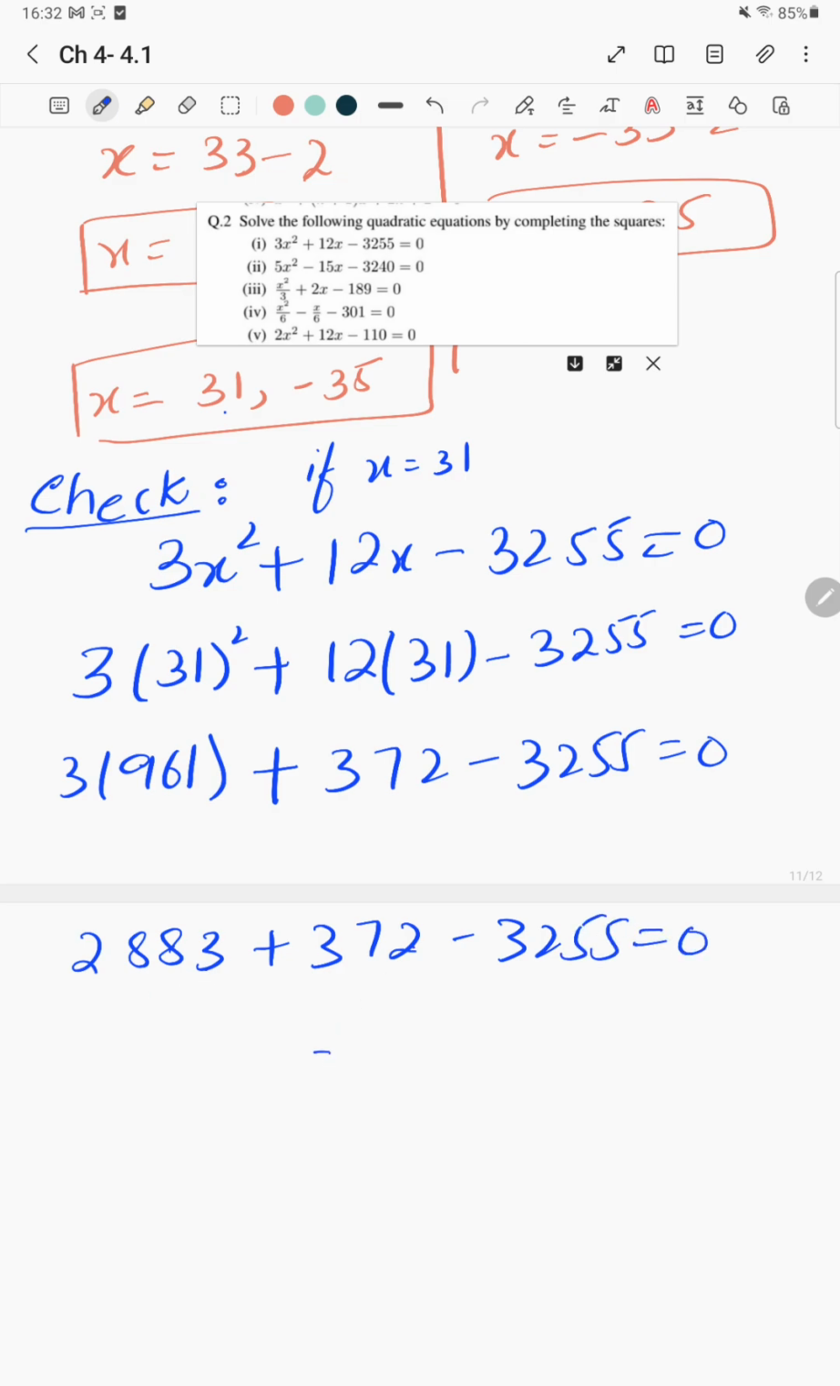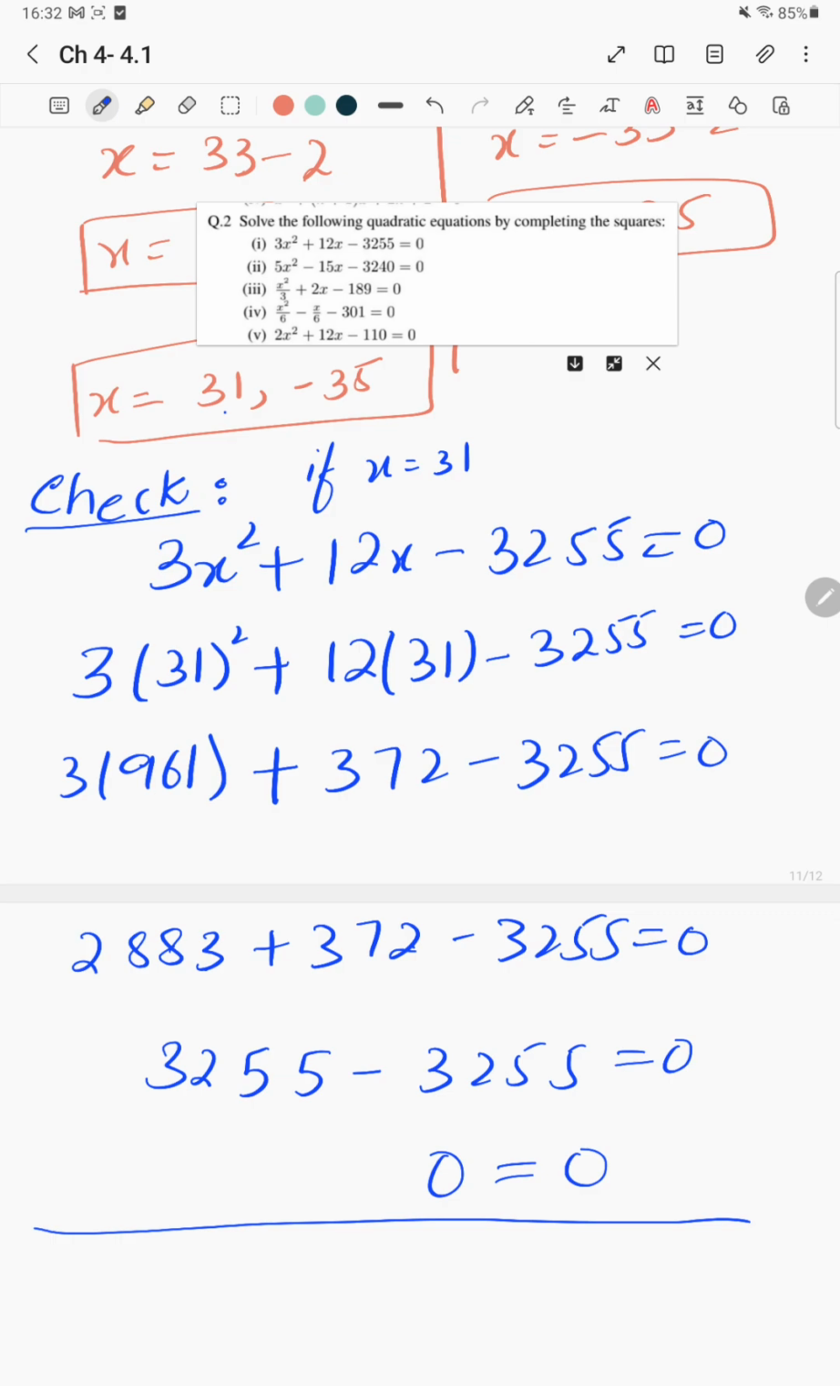So adding, I will get 3255 minus 3255, which is equal to 0. So 0 is equal to 0. So it means we have done our question correct, because if we put back the value of x in the question, we get the left hand side which is equal to the right hand side.